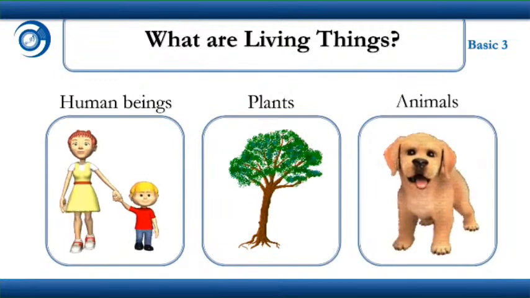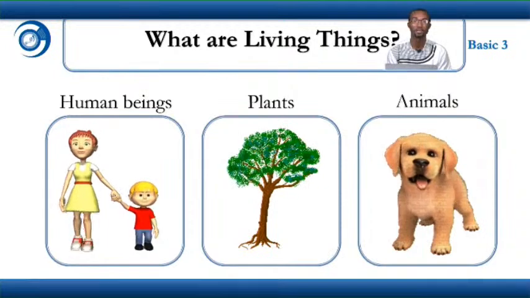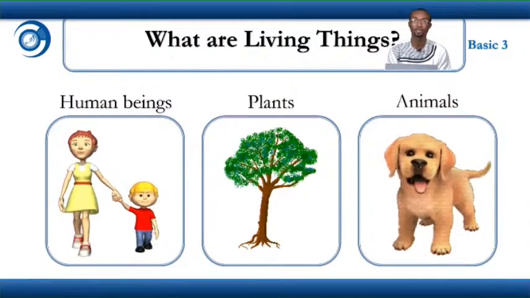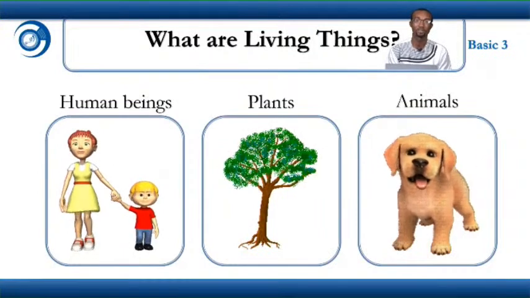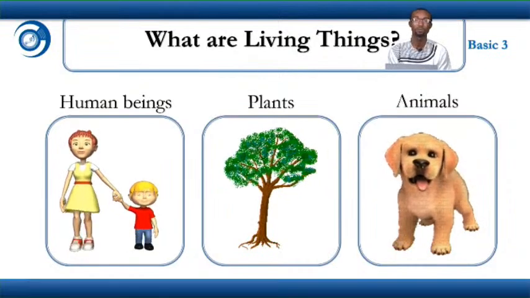And the last one to look at is animals. Animals are also living things. So when we mention living things, we are talking about human beings, plants, and animals. So if we are going to look at life processes, then we are going to talk about these 3 things on your screen. Human beings, that is you, your family, your brother, your sister, they are all human beings and they are part of living things. We are going to look at plants, we are going to look at animals.